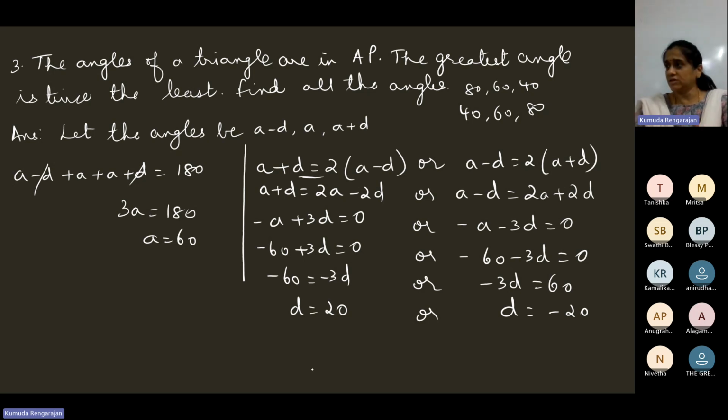Now I haven't finished the answer, so you must write: when A is 60 and D is 20, the angles are... When A is 60, D is minus 20, the angles are... However, the angles are 40, 60, 80. Or 80, 60, 40. Yeah. All right.